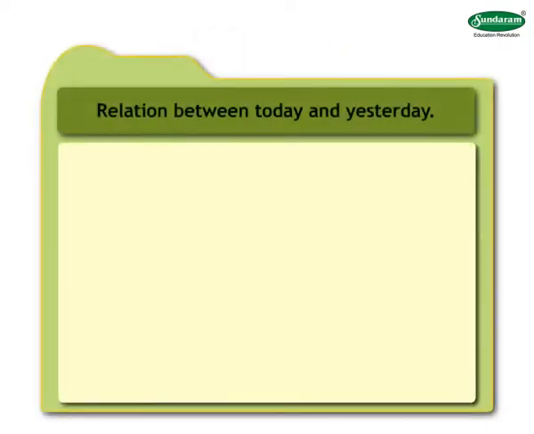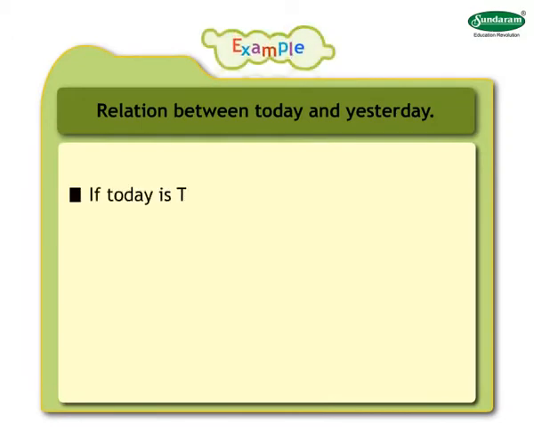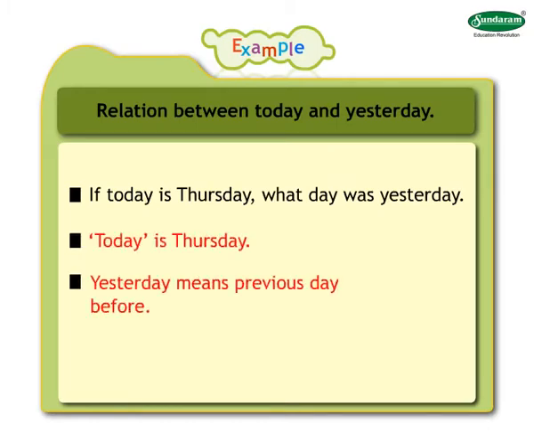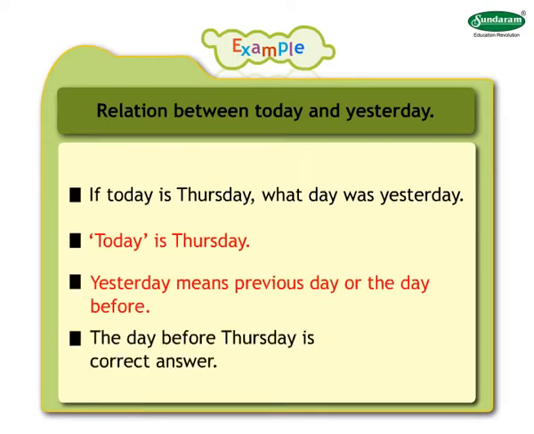Now, let's understand the relation between today and yesterday. Let's take an example. If today is Thursday, what day was yesterday? Consider the first statement. Today is Thursday. And yesterday means previous day or the day before. And the day before Thursday is Wednesday, which is the correct answer.